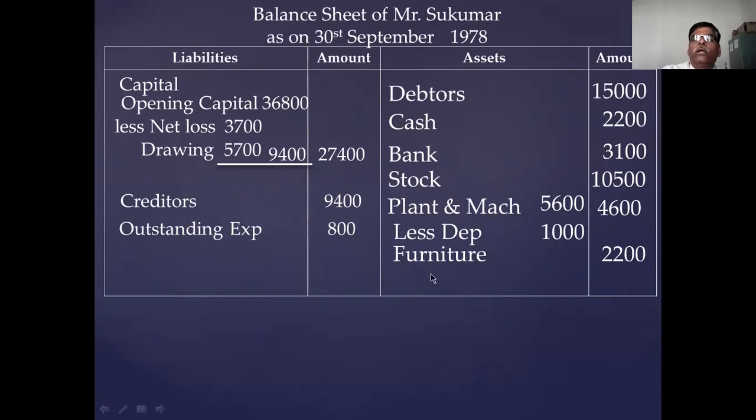Like this, you take the amount and lastly check once again if any item is left. Then you take the total. The total of the asset side is 37,600. Liability side is 37,600. Okay, this is the total of the balance sheet.